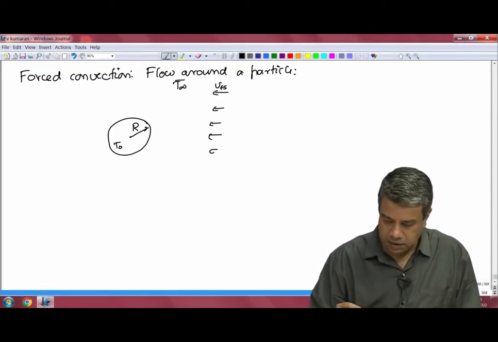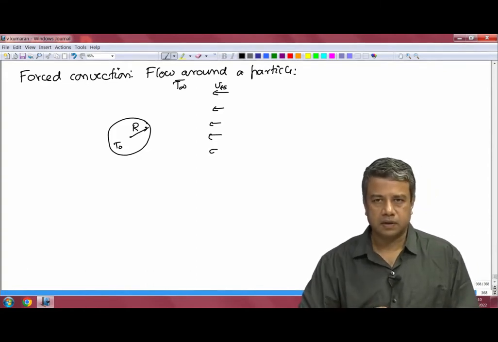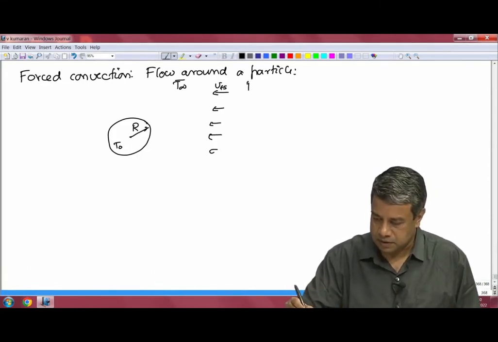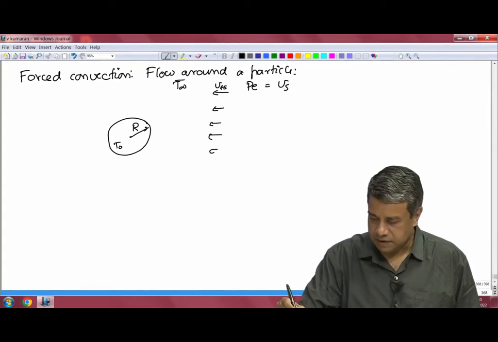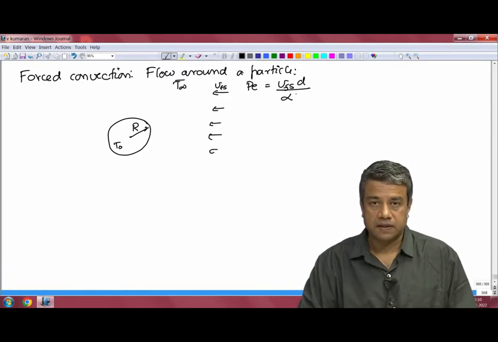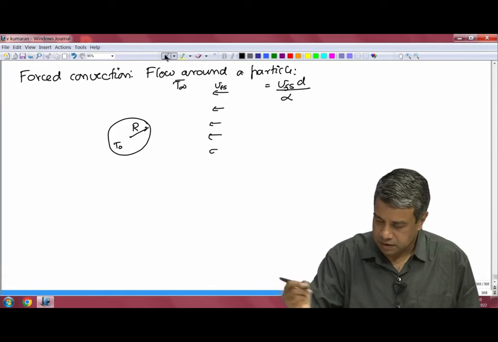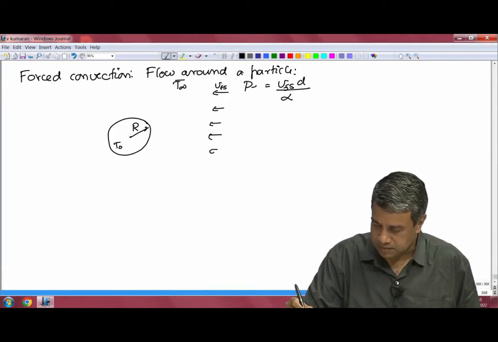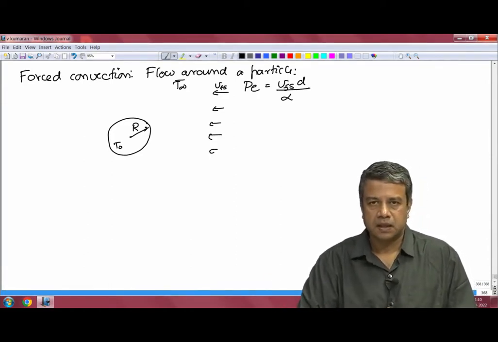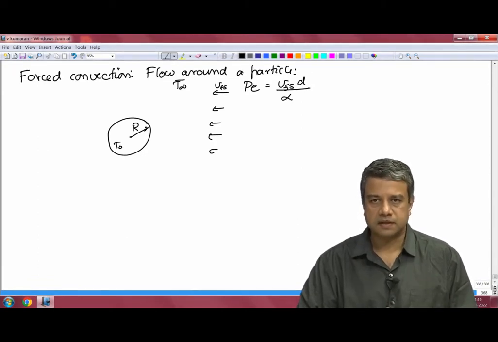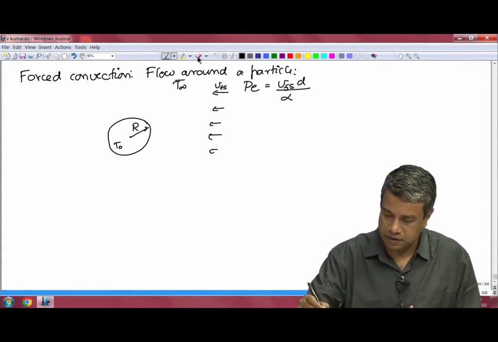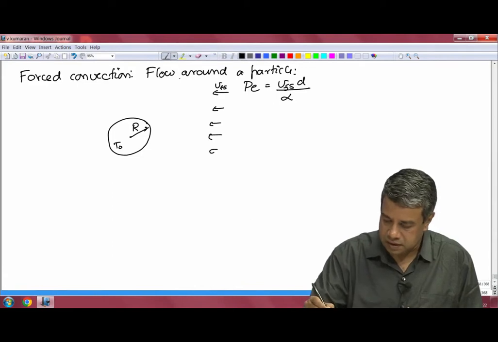Now, in the limit of high Peclet number, that is, the Peclet number is Vfs into d by alpha, where alpha is the thermal diffusivity, Vfs is the free stream velocity, and d is the particle diameter, 2 times the particle radius. In the limit of high Peclet number, there is diffusion from the surface because the temperature at the surface is higher than the temperature in the ambient fluid, and there is convection downstream.